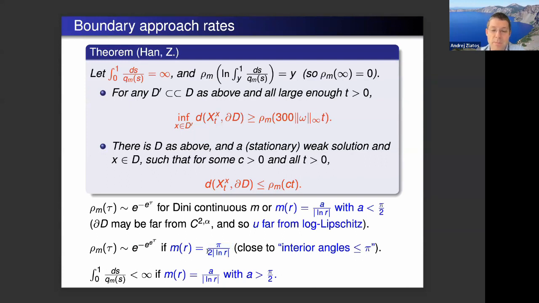But if we take this modulus with a constant a greater than pi over 2, then this integral here is already going to be finite, and therefore we can approach the boundary in finite time. So this gives an example of a domain that does indeed have interior angles all less than or equal to pi, but it still can have particle trajectories approaching the boundary in finite time.